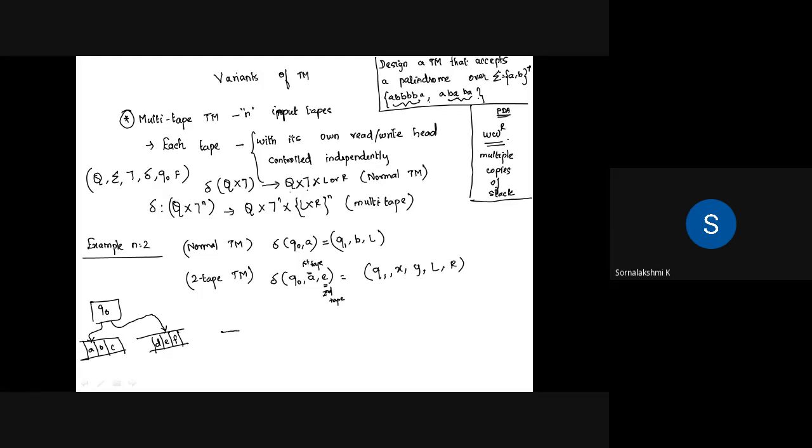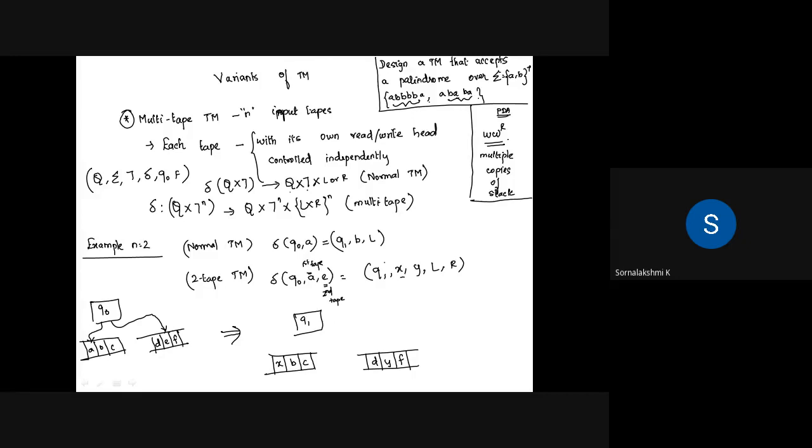Okay, now what transition does this give? The state is Q1. Now my control unit moves to Q1, fine. But how are the symbols changed? A is replaced with X and E is replaced with Y. So in the first tape, A is replaced with X, and in the second tape, where previously I had E, it is replaced with Y. Are you understanding?